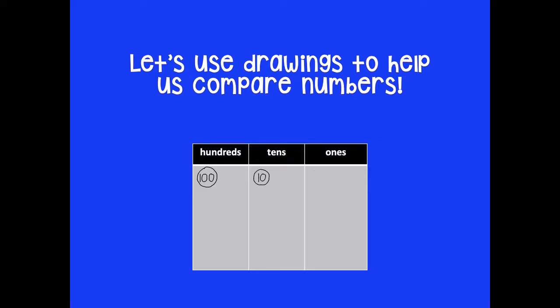Okay, so here's what a 10 would look like, and here is what a 1 would look like. Now again, look, they're not perfect. They're not perfect circles. Don't worry about making them perfect circles. These are just quick draws to be able to help us compare those numbers.